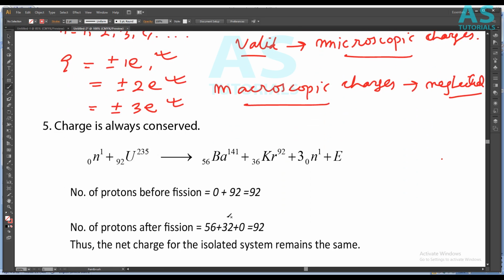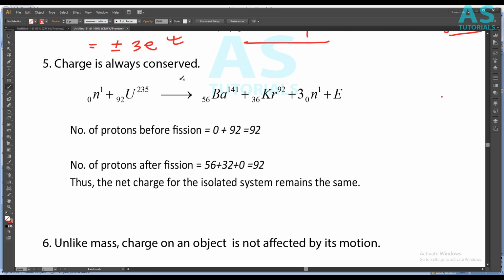And in the fifth property, we have conservation of charge. In this example, we have a neutron which is bombarded on a nucleus of uranium-235, and we get barium and krypton along with 3 neutrons and energy. If we split the reaction into 2 parts, before the reaction and after the reaction, let us check the total number of protons or total number of charges.